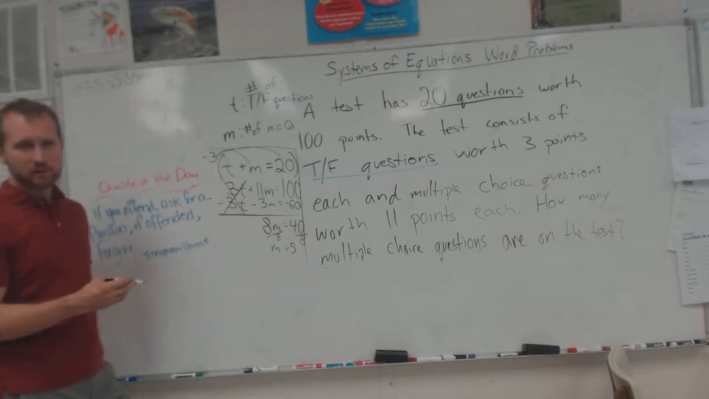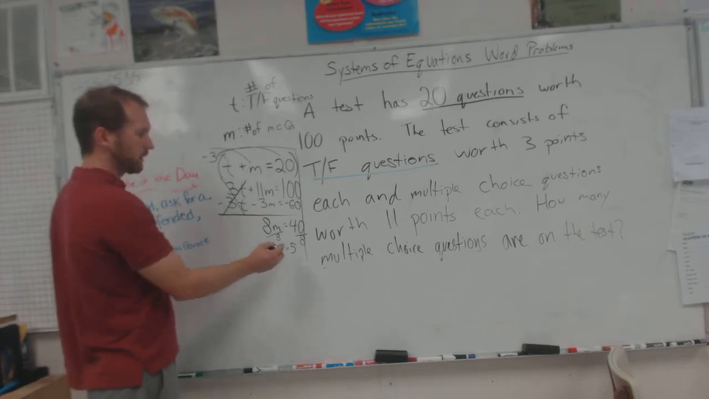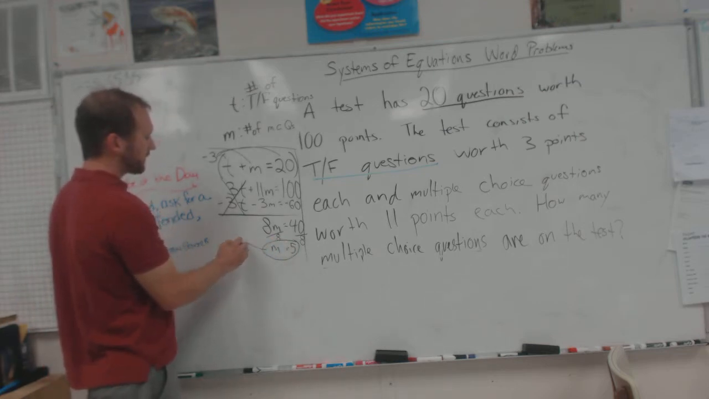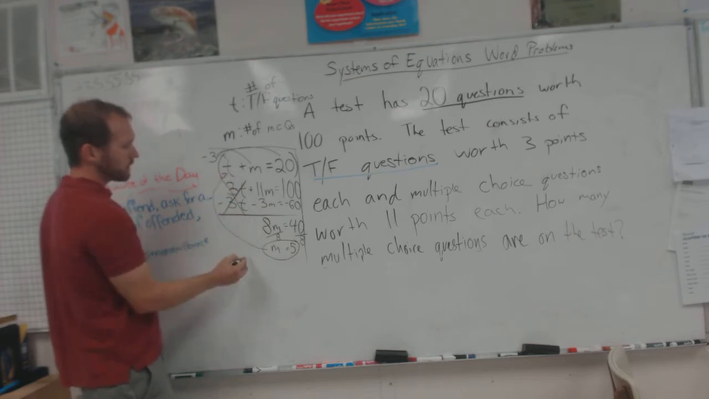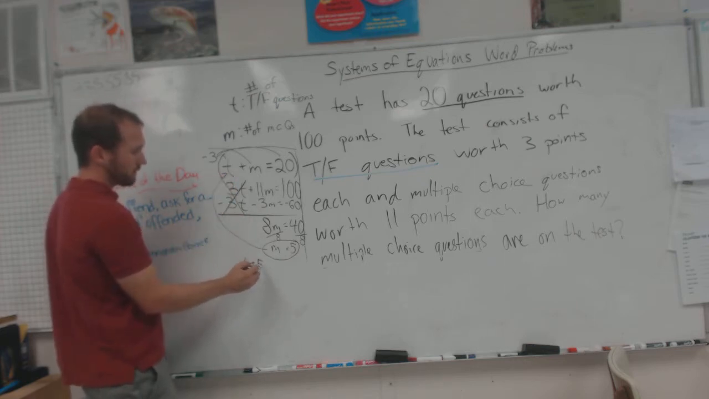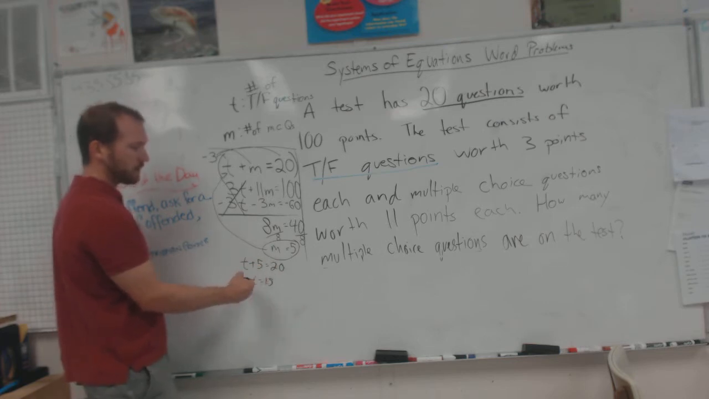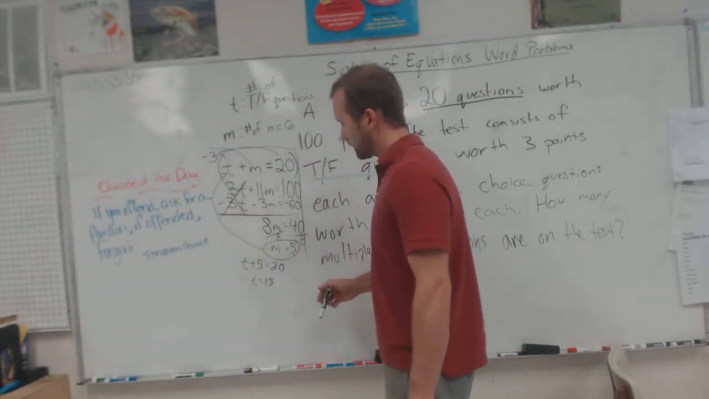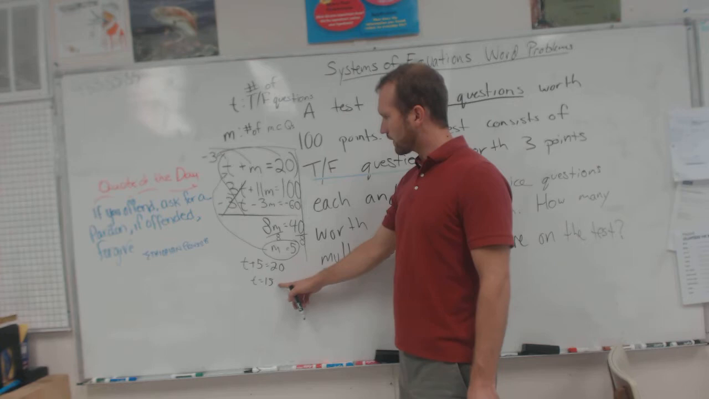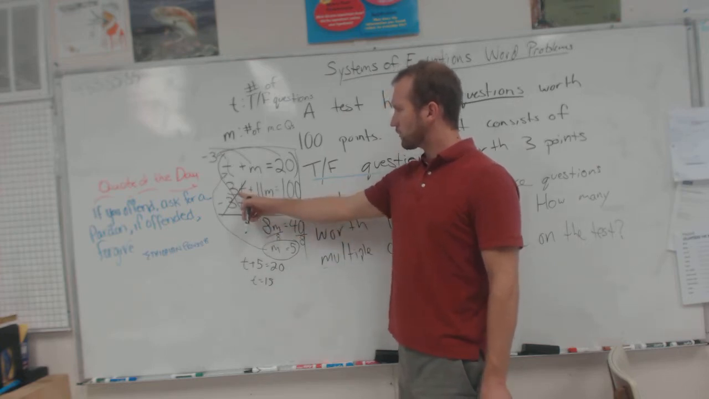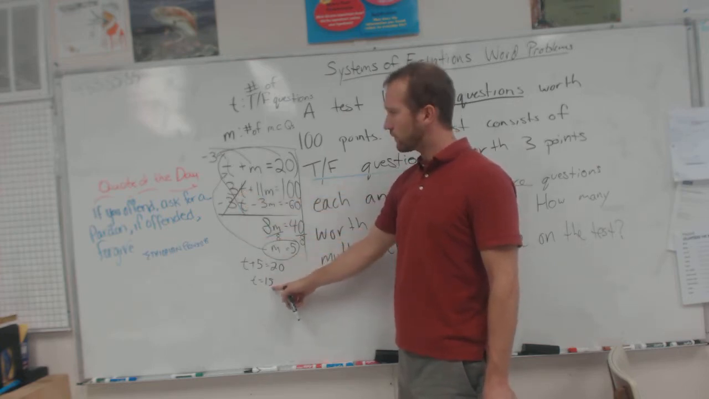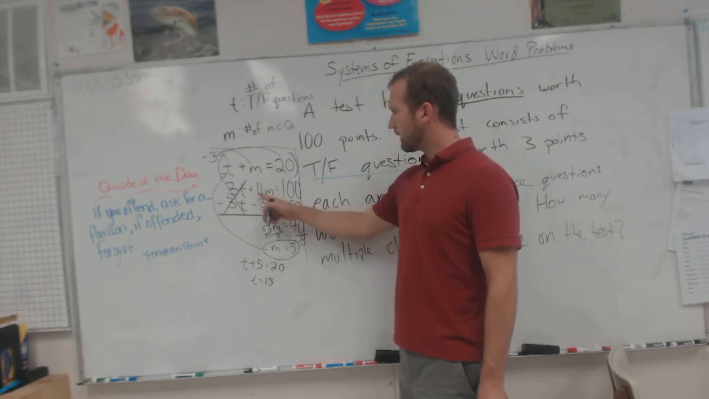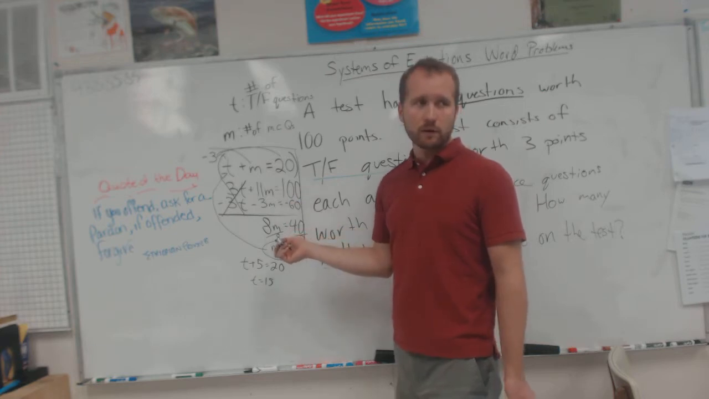But if I were doing this on a quiz or test, I would keep going. Right? I know m equals 5. I'm going to find t. So t plus 5 equals 20. T must equal 15. Even though I don't have to know this, I'm just doing it to see if this actually works. And then to check it, I would plug this into this equation. 3 times t, so 45, plus 11 times m, so 55, equals 100. And that's true. So you could check it.